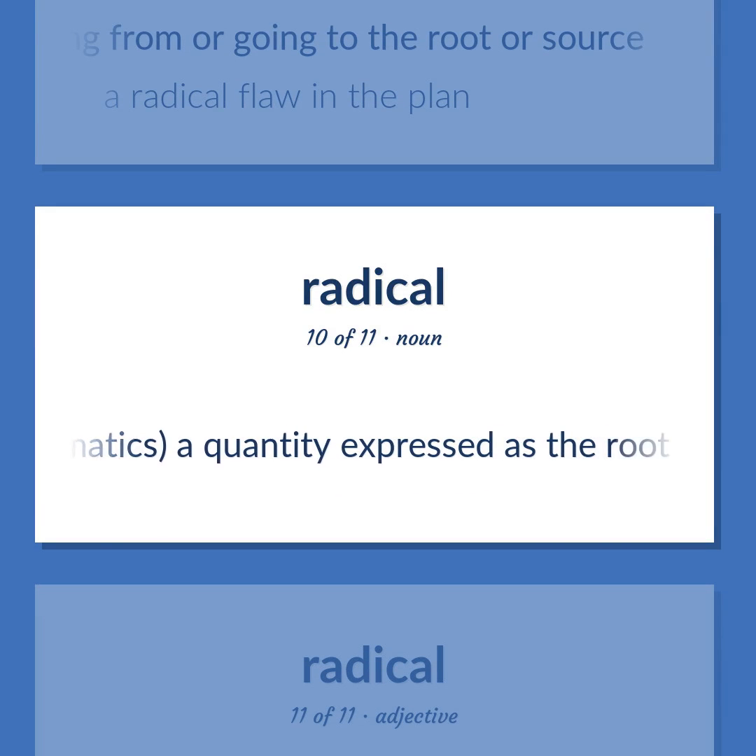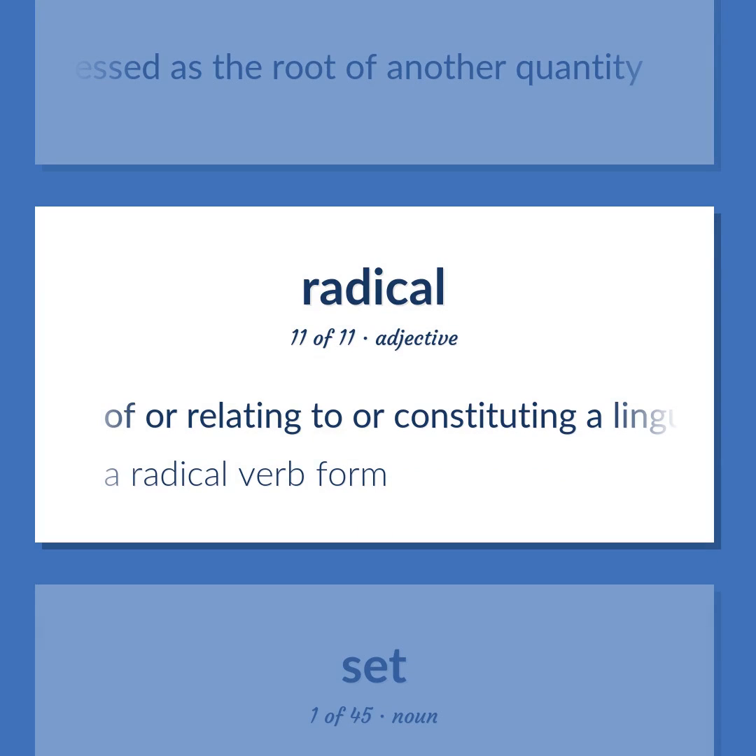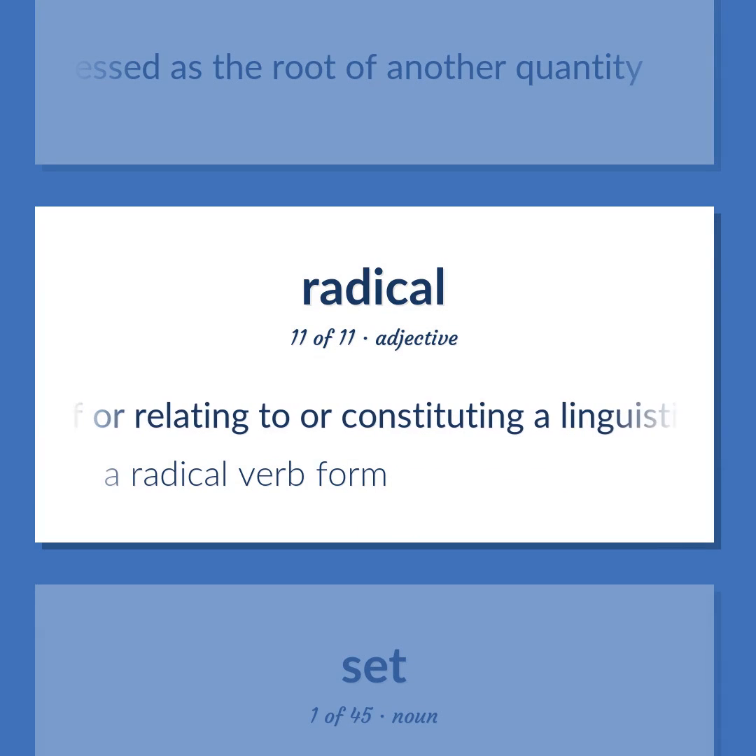Mathematics. A quantity expressed as the root of another quantity. Of or relating to or constituting a linguistic root. A radical verb form.